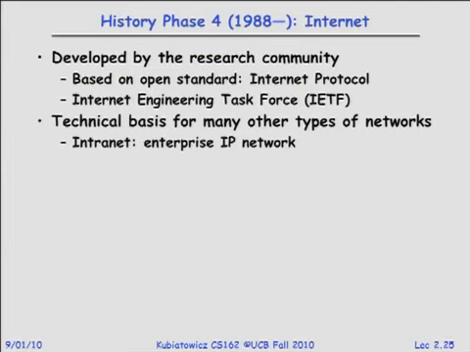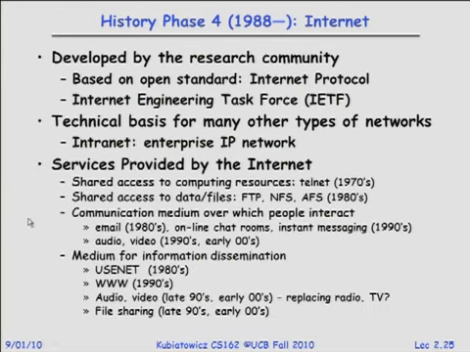And so what are some services provided by the internet? Well, shared access to computing resources was through Telnet in the 70s. Shared access to data and files were things like FTP, NFS, AFS. That's in the 80s. Instant messaging in the 90s. Audio and video in the 90s and early noughties, as a friend of mine calls this. And things like the WWW, all that sort of stuff for information dissemination all across the net.